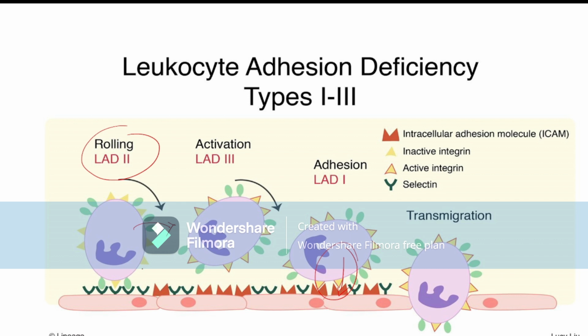That means the neutrophil cannot attach with the endothelium and no rolling occurs. As the rolling cannot occur, the neutrophil cannot adhere with the endothelium and there is no transmigration of the neutrophil. In case of LAD3, the problem is in the adherence also.